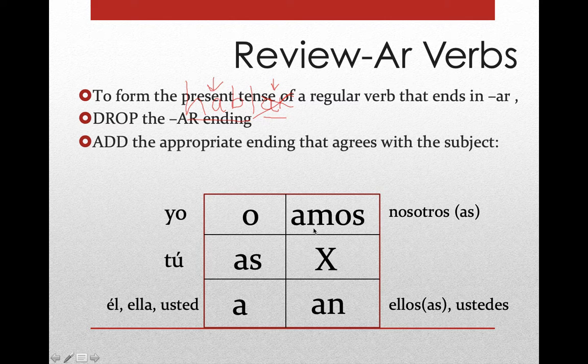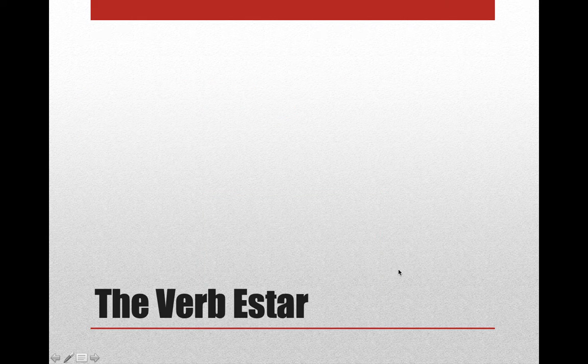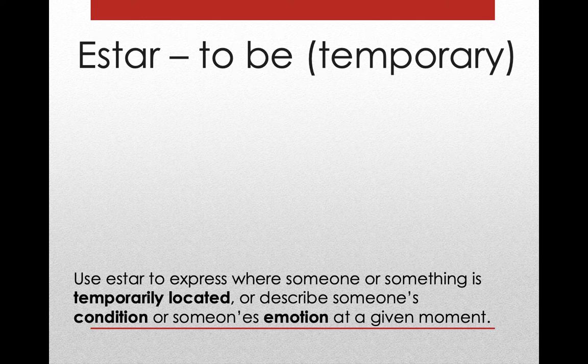Okay. So, o, as, a, amos, an. I have a new AR verb for you today, and it's just slightly different. And that verb is the verb estar. Okay. Before we talk about conjugating it and what makes it different, I need to talk about its definition. So, estar is the verb to be.